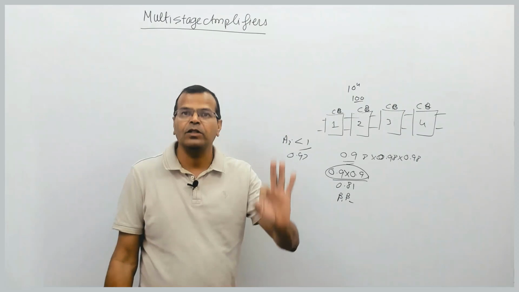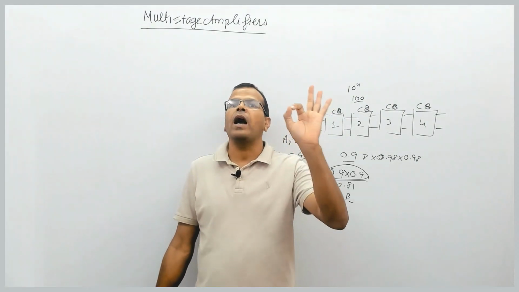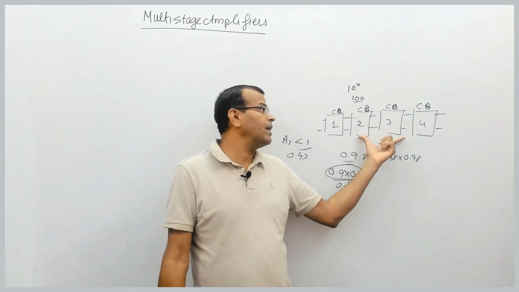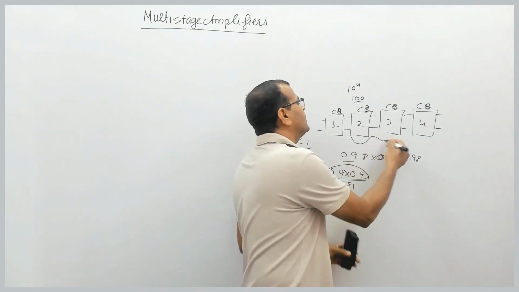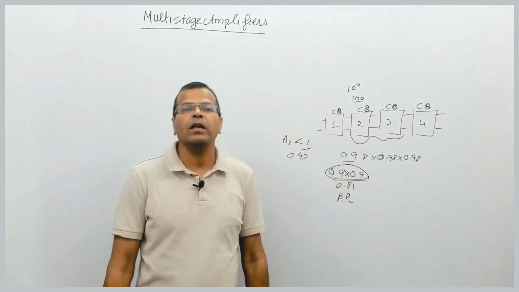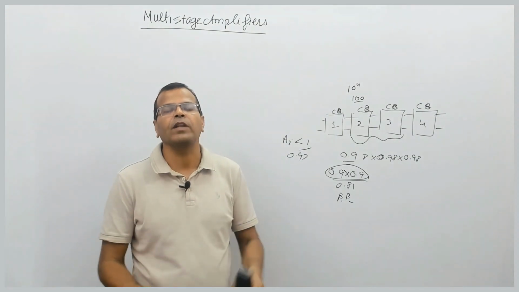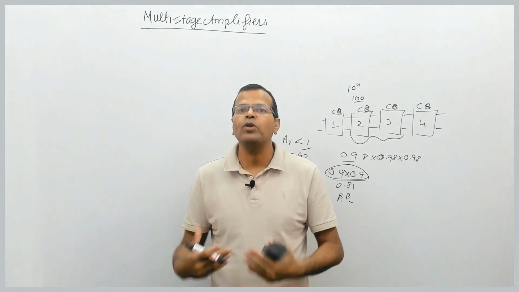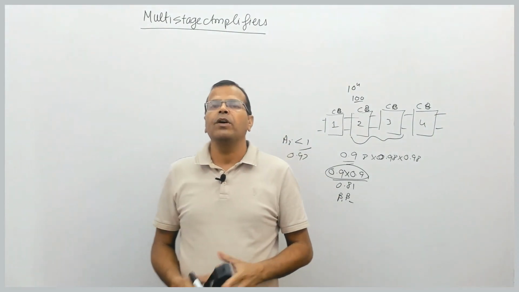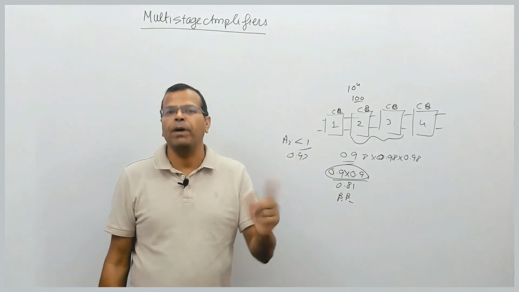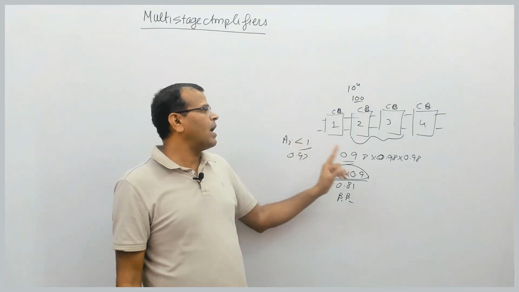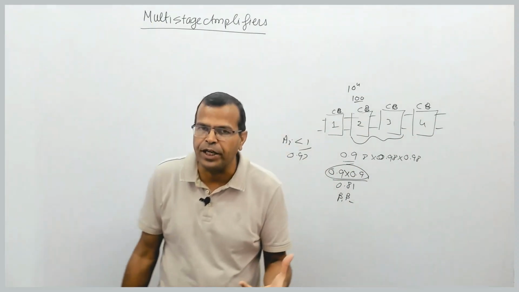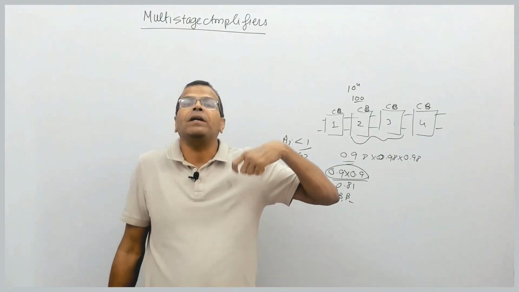So that means common base configuration and common collector configuration are not preferred in intermediate stages, in the case of a multi-stage amplifier. So which is suitable? Common emitter configuration is the most suitable configuration for intermediate stages. But common collector and common base configurations can be used at input and output stages because of their typical characteristics.